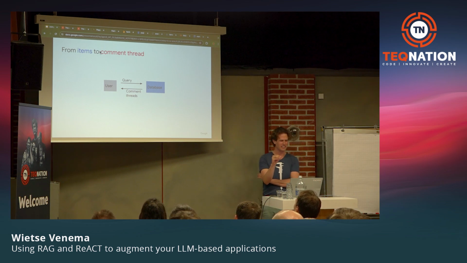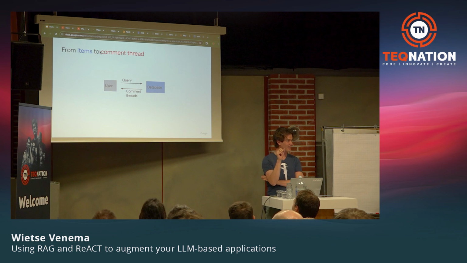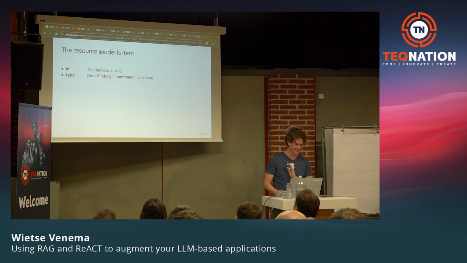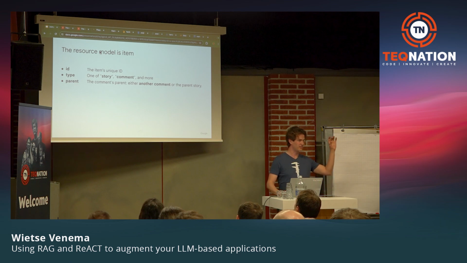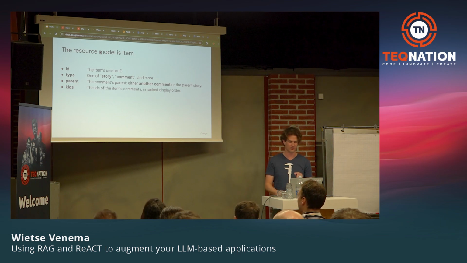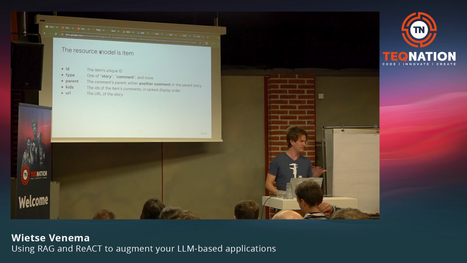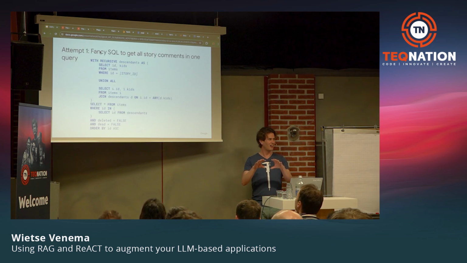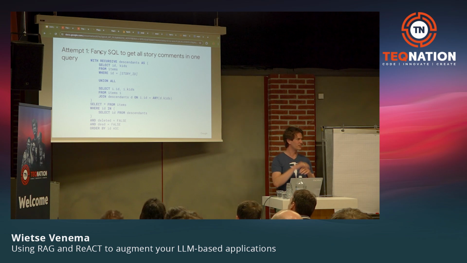Okay, so now I have all those items, but the thing I want to be indexing is comment threads, right? And the resource model is item, right? There's an ID, there is a type, which is story or comment. There is a parent ID, which is either another comment or the original story. There's all the direct descendants, the children of this item, and the URL if it's a story. So my first attempt: I want to have all those IDs and then turn them into a comment thread.